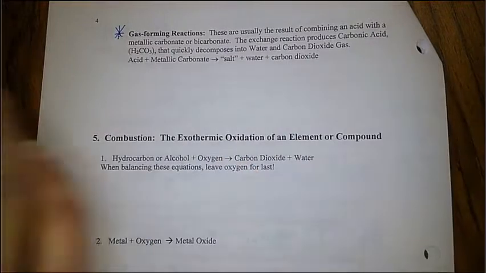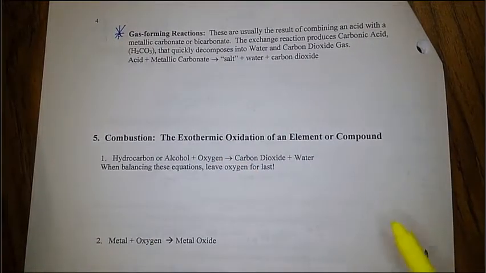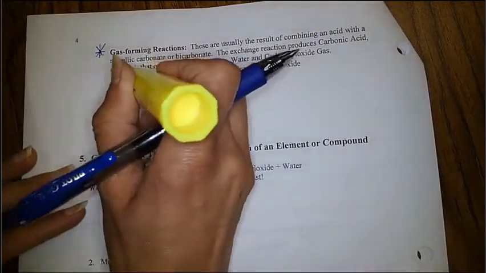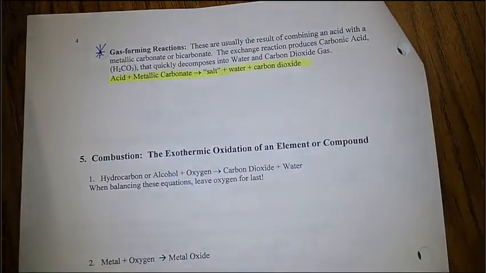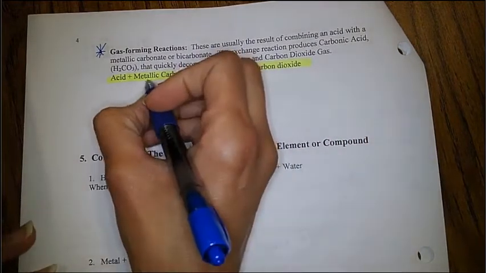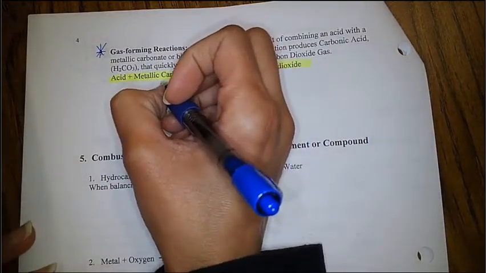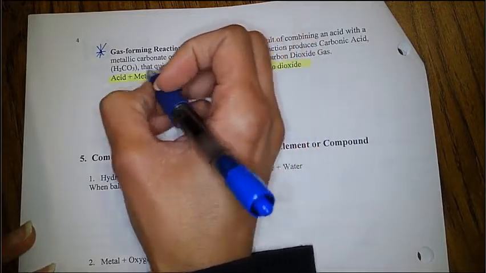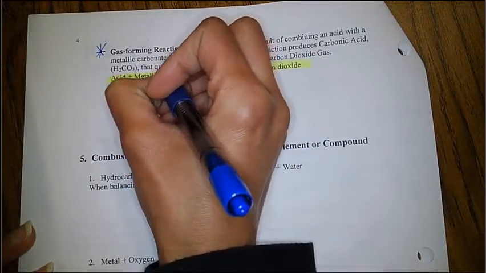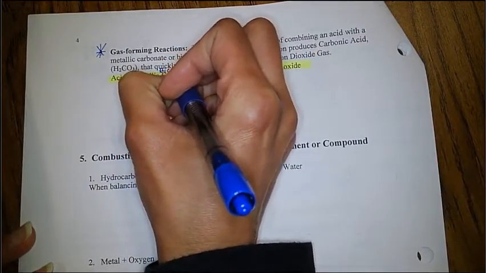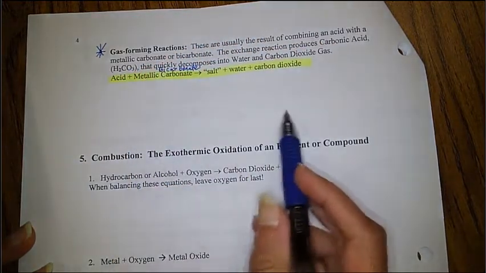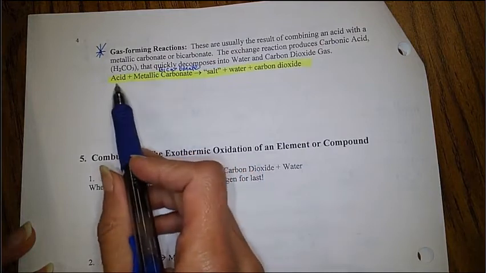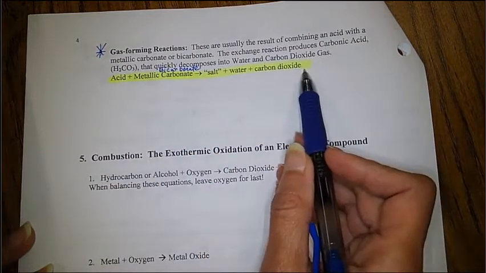And you want to highlight this, that an acid plus a metallic carbonate will always produce a salt, water, and carbon dioxide. Of course, this metallic carbonate could also be a bicarbonate. It could be a metallic bicarbonate. Either one, as long as a carbonate is present, this reaction, when reacting with an acid, will occur.